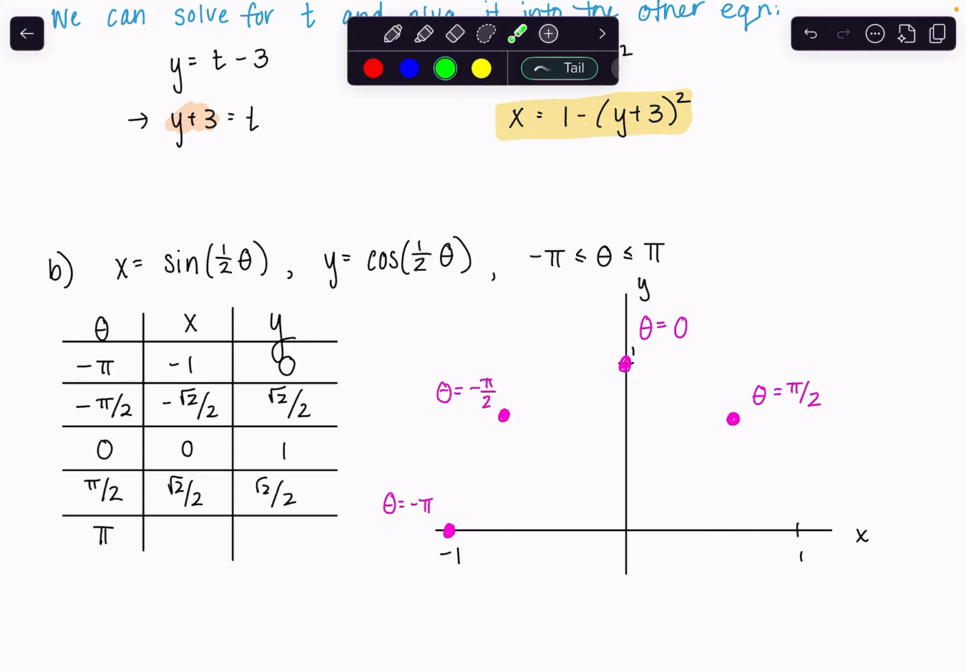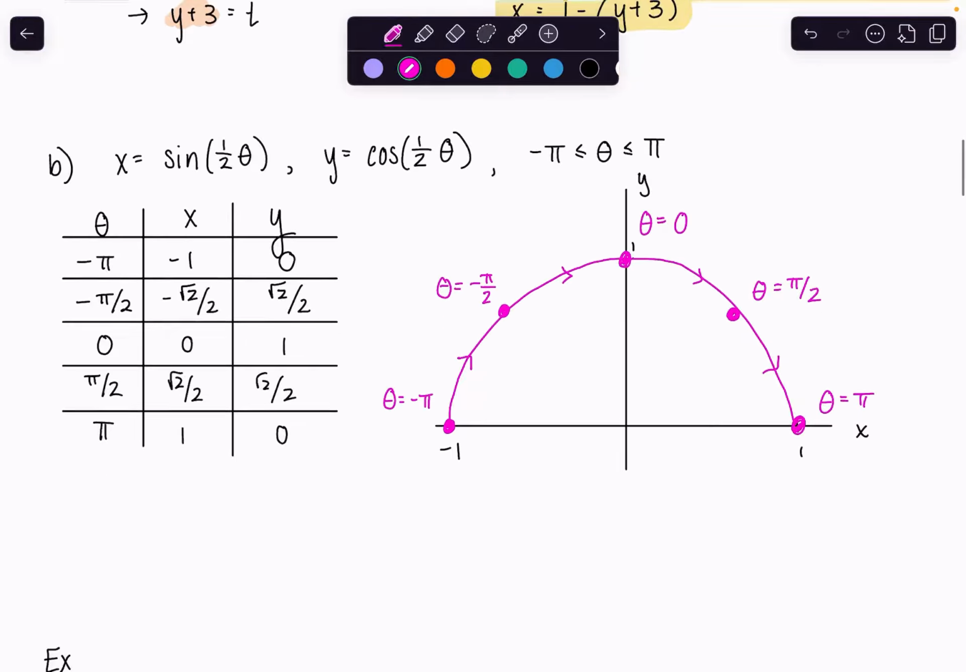And then when we plug in pi, this would be pi over 2, so that'll be backwards. Sine of pi over 2 is 1. Cosine of pi over 2 is 0. So that lands me right here. So this lands me on a circle, but I'm only getting the top half of my circle, and it's also traced in the opposite direction as our unit circle, okay?